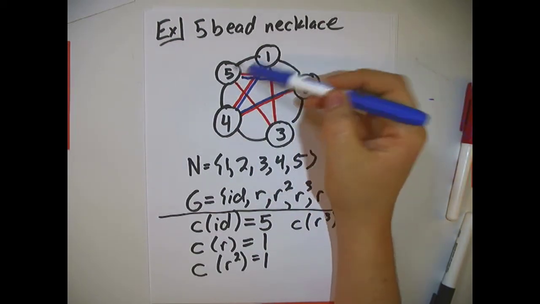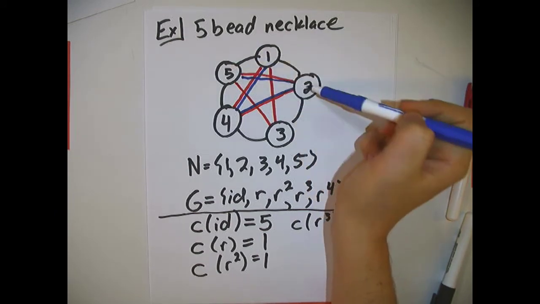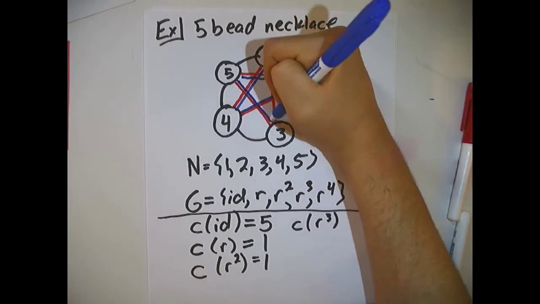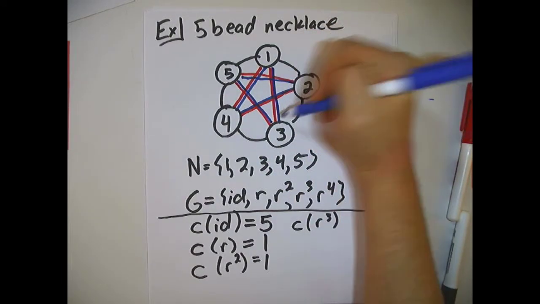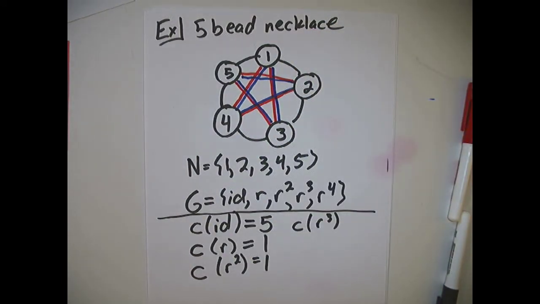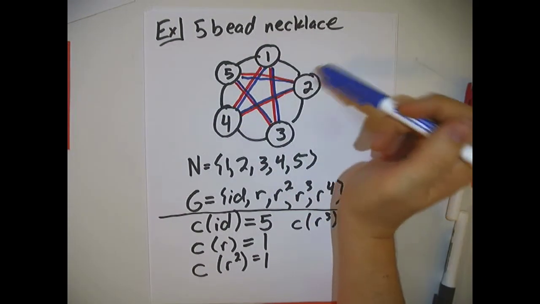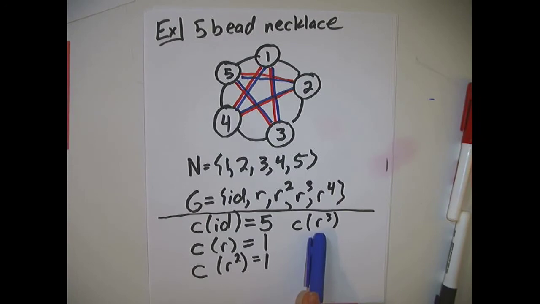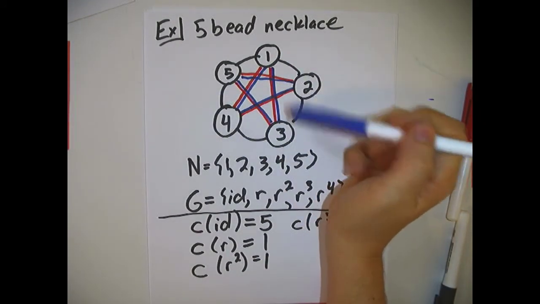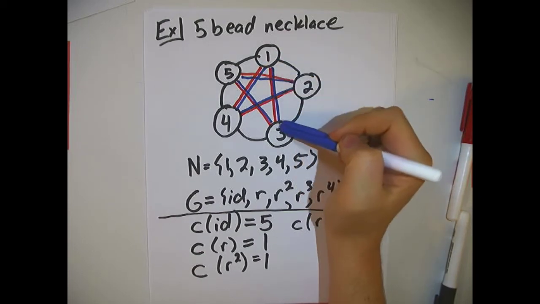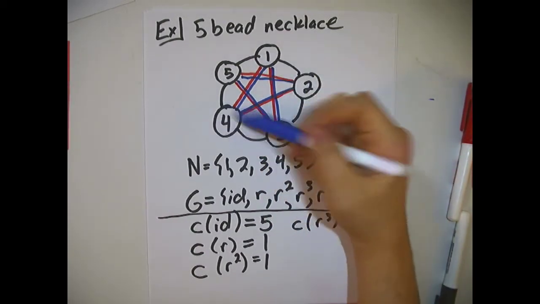From 5, 1, 2, 3. Sorry, from 5, 1, 2, 3. And from 3, 1, 2, 3. Okay. And what you'll notice is we traced exactly the same 5-pointed star. With C of R cubed, we only traced it backwards instead of forwards. So before, when we did R squared, we went from 1 to 3 and then followed it forward this way. When we did R cubed, we just did that backwards.